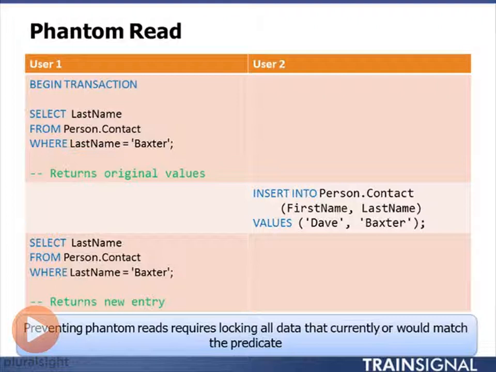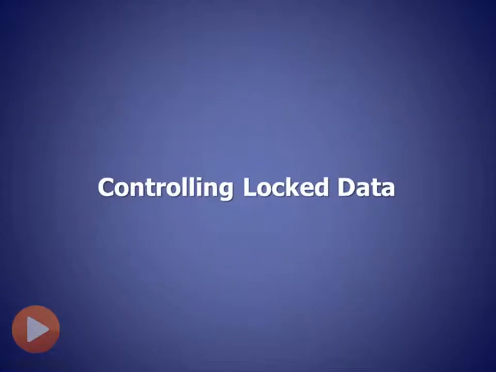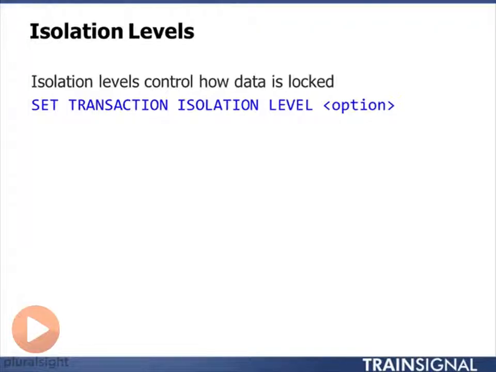Now that we've discussed all the different things that can go wrong, let's now discuss how we're going to control that. The way that we control this is by utilizing what are known as isolation levels. Isolation levels allow me to control how data is going to be locked. Now, what you're going to notice is that the syntax is set transaction isolation level and then set it to be whatever option it is that you might want.